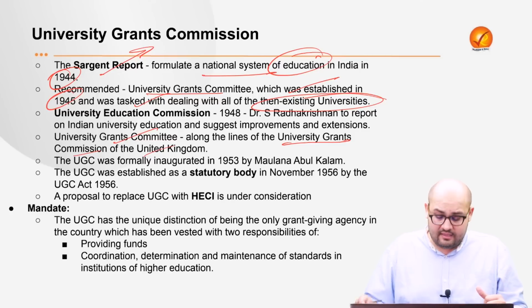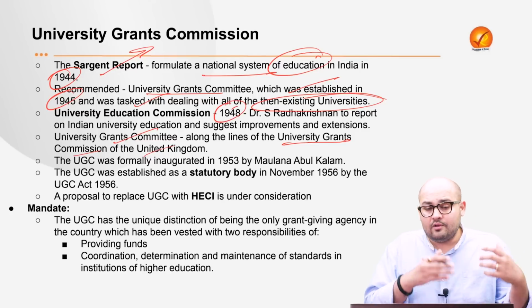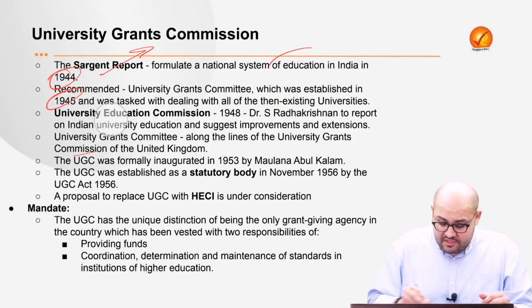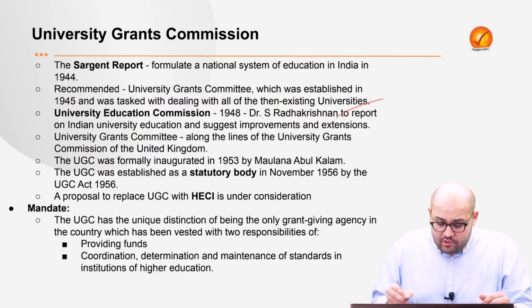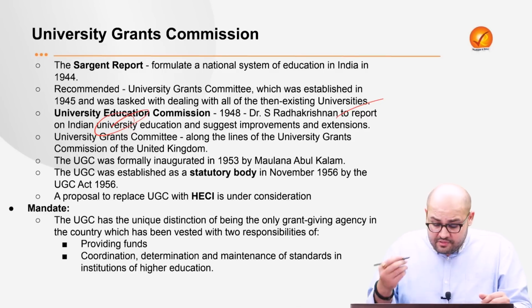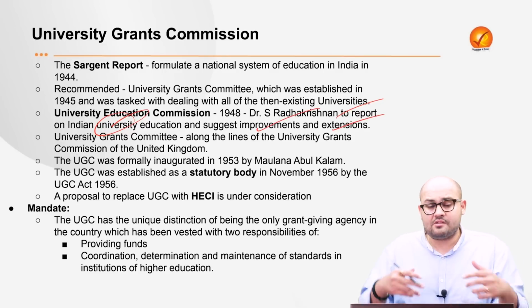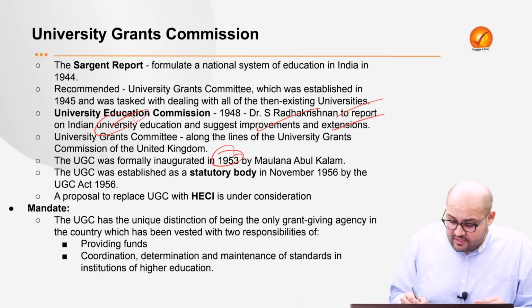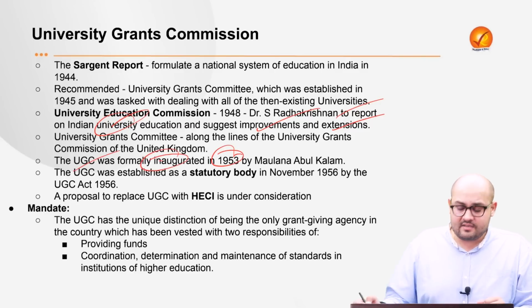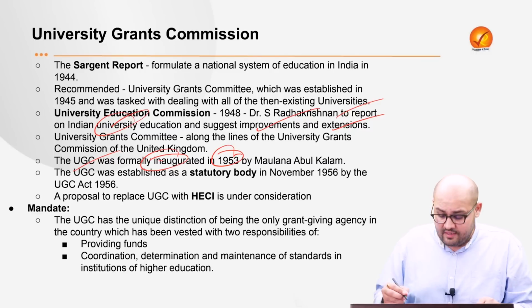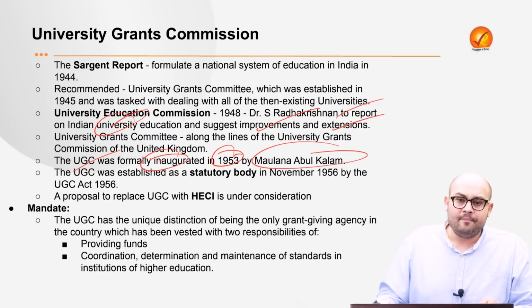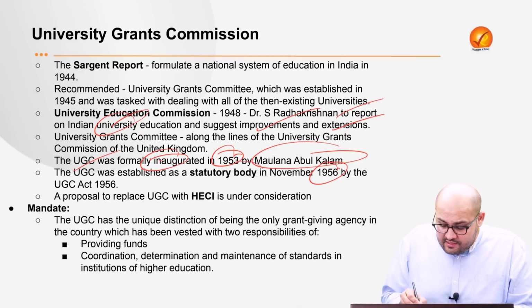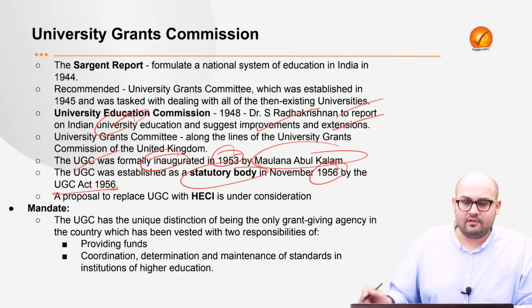Then what happened in the year 1948 was that a University Education Commission was established under the chairmanship of Dr. S. Radhakrishnan to report on the Indian universities and to suggest improvements and extensions to these universities. Now, it was in the year 1953 that the UGC was formally inaugurated by India's first education minister, that is Maulana Abul Kalam, right? And it was in the year 1956 that UGC was made a statutory body through the UGC Act of 1956.